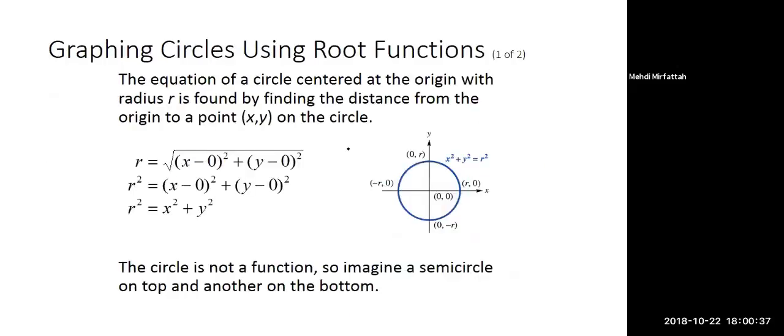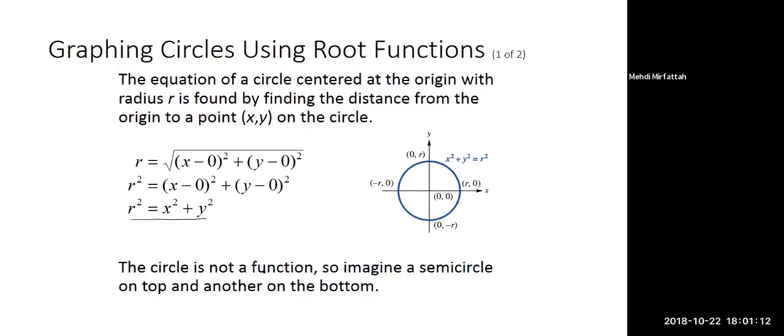So the equation of a circle centered at the origin with radius r is found by finding the distance from the origin to a point x, y on the circle. So the radius would be, this would be the distance formula: square root of (x minus 0) squared plus (y minus 0) squared. And if you simplify that, you recover the equation of the circle.